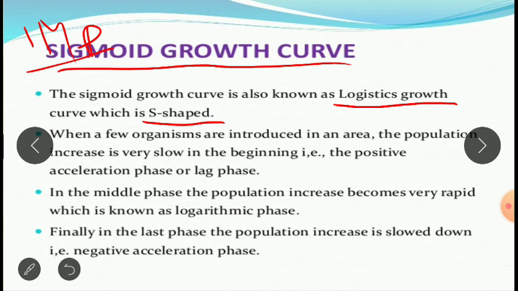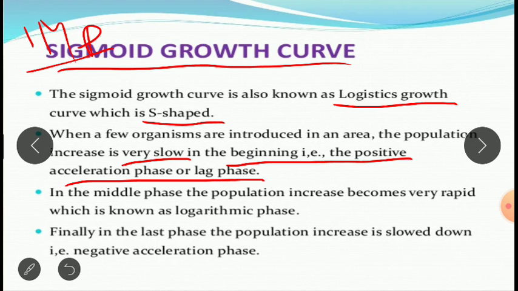When a few organisms are introduced in an area, the population increase is very slow. So suppose when a new organism is introduced into an area, in the beginning, the acceleration or the growth is going to be slow. The organism at once will not explode or start to reproduce, because when it comes there, it has to adapt to that environment. So in the beginning it is very slow. That is the positive acceleration phase or the lag phase, as it is called.